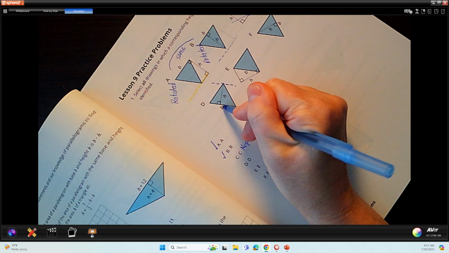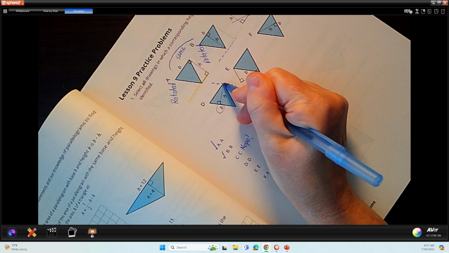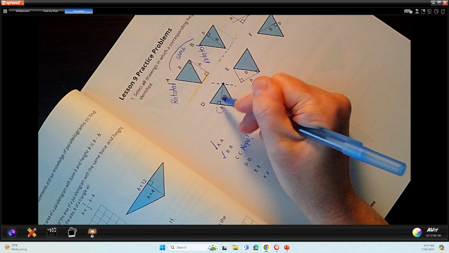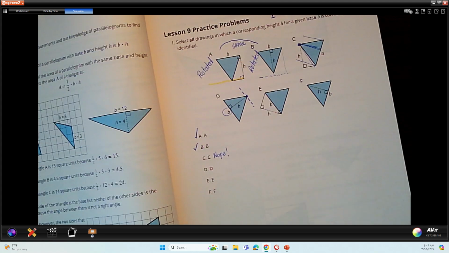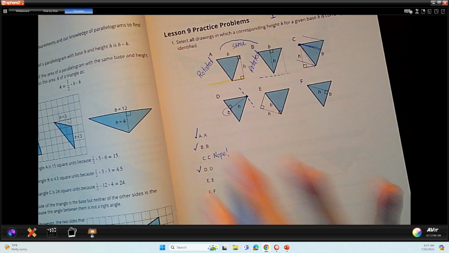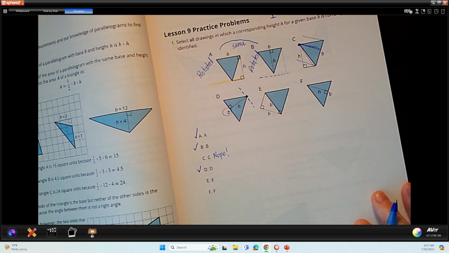Another thing you can look for is that the base will usually be opposite of that point of the triangle where we're trying to measure the height. Okay, so this one's a good one. D is good. It's just rotated. A lot of these are rotated.